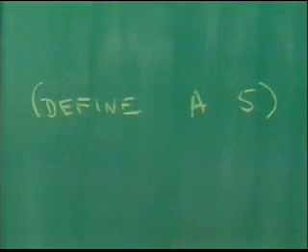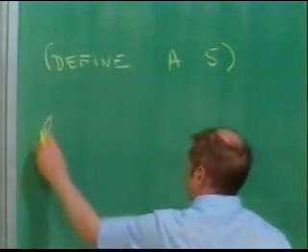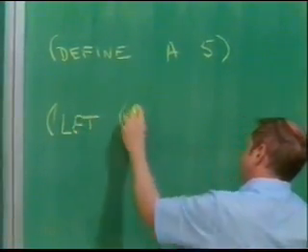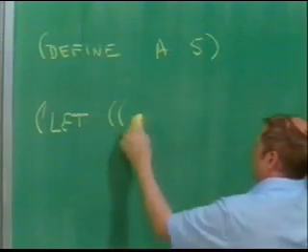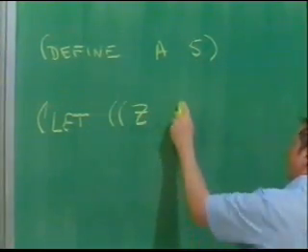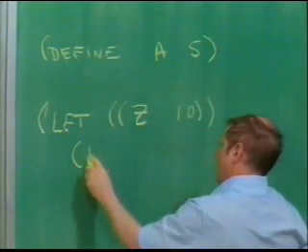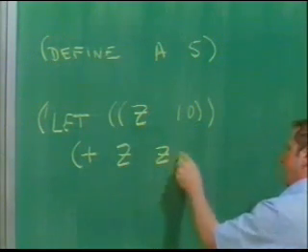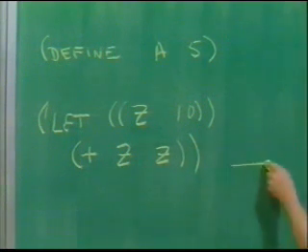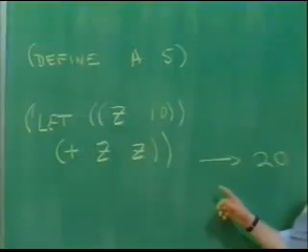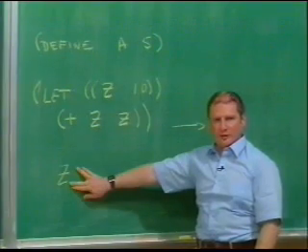Okay? Let is a way to set up a local context where there's a definition. So if I type something like saying let Z be 10, and within that context tell me what the sum of Z and Z is. If I typed in this expression to Lisp, this would put out 20. However, then if I said what's Z, the computer would say that's an unbound variable.